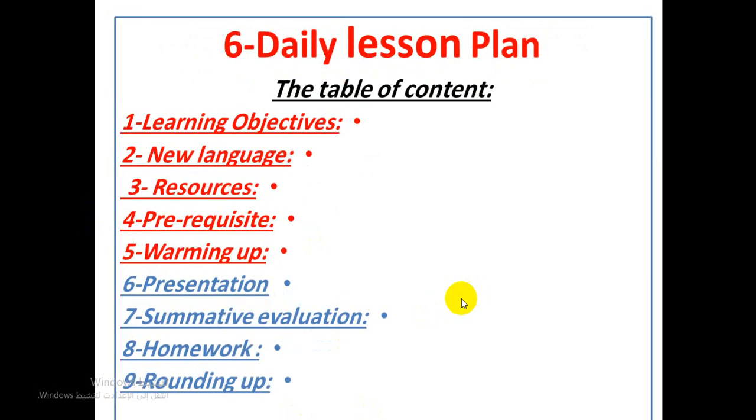In the second part of this chapter, we will discuss the table of content. So the daily plan usually begins with the table of content that includes learning objectives, new language, resources, prerequisites, warming up, presentation, summative evaluation, homework, and rounding up.